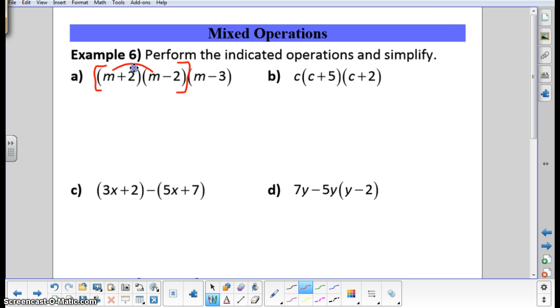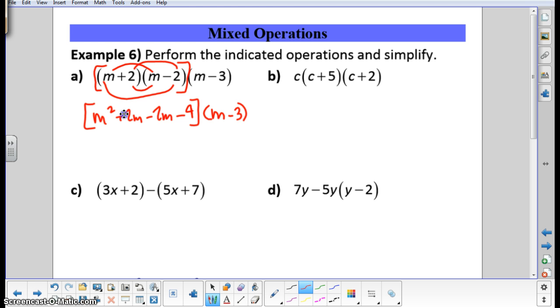We're going to do first to first, last to last, and then the two inner ones and the two outer ones. So m times m is m squared, plus 2m, minus 2m, and then 2 times the negative 2 is minus 4. So I'm going to put that in brackets and then put this other term out there.